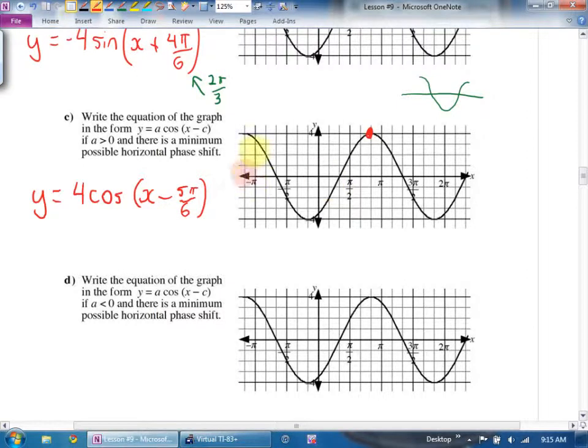Same graph. And this is the weird thing about periodic functions, Jesse, is there's an infinite number of equations that can be drawn because they repeat themselves. You could just keep moving over until it starts to repeat again, and you can kind of start your stopwatch right there, so to speak. Hey, I can write this as a negative cosine graph as well.